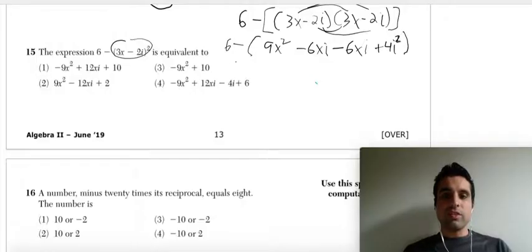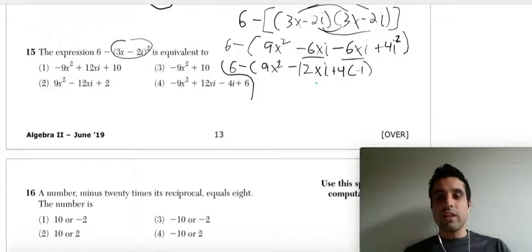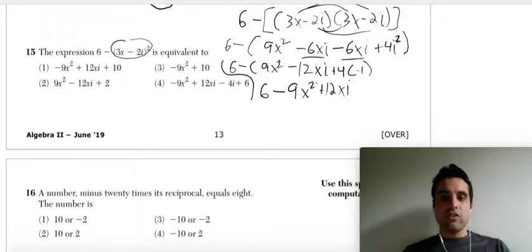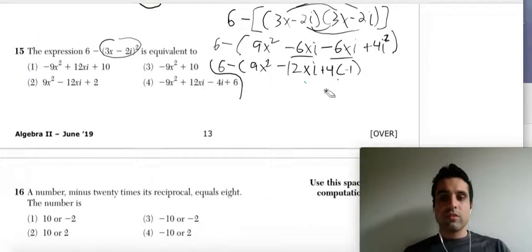I'm going to keep bringing down the 6, and I get 6 minus 9x squared. These two terms, -6xi minus 6xi is -12xi, plus 4i squared is -1. So this becomes finally 6 minus, I'll start distributing the parentheses, minus 9x squared plus 12xi. And let's actually change this, guys. I'm not going to distribute yet because I want to simplify first. Otherwise, it's going to mess things up a little bit. So 6 minus, in parentheses, 9x squared minus 12xi, and 4 times -1 is -4.